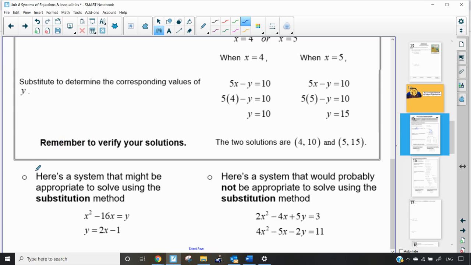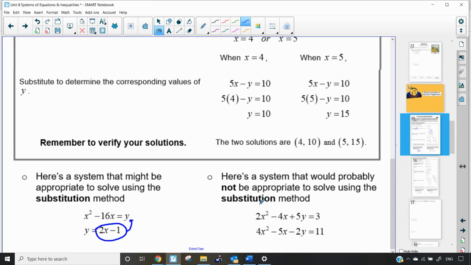And also we want to avoid having a lot of x squareds or quadratic variables. So here we have x squared minus 16x equals y and y equals 2x minus 1. Well, this lends itself really well to substitution because I'm just going to take that 2x minus 1 and pop it in for the y there. So I'm going to substitute it in. This is my new player that's being replaced on the court.